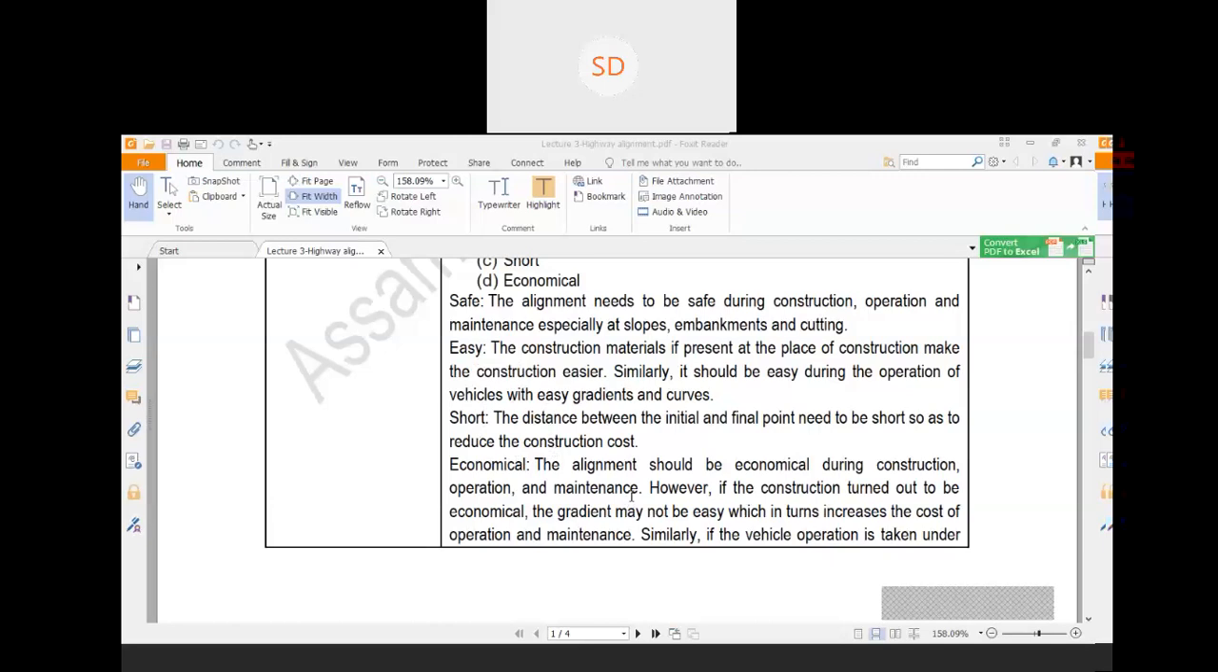Okay, all the factors, meaning the things which we have discussed, that is the obligatory points through which alignment should pass and the points through which alignment should not pass. So you need to consider all these points, and after that you need to consider whether it is economical or not.